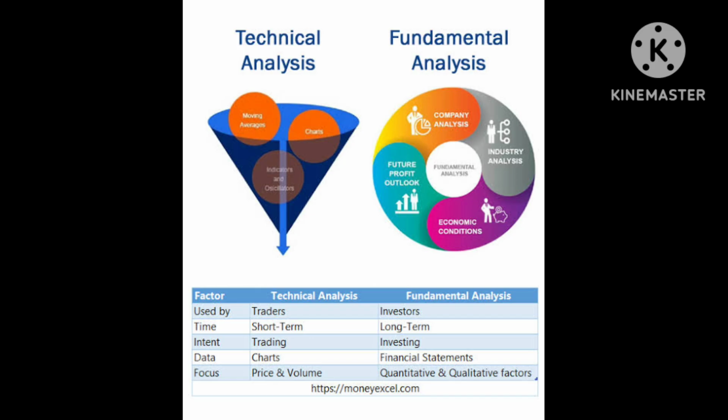As you can see in the screen, there are two types of analysis. One is technical analysis and the other one is fundamental analysis. The fundamental analysis is used for investors. It is for long time investing, and here the data is fetched like financial statements. And the technical analysis is used for traders mainly, and it is for the short time like trading, and here the data are charts. So these are the two types of analysis to pick a stock.